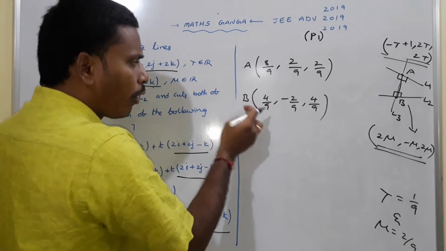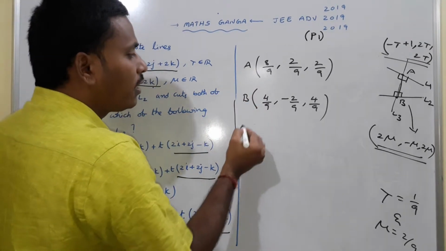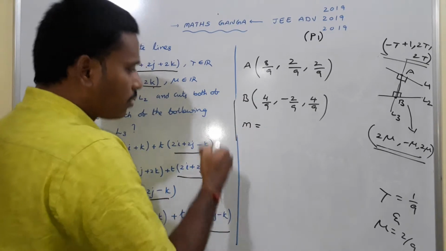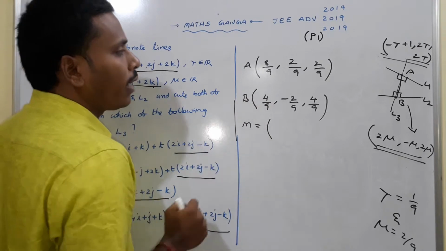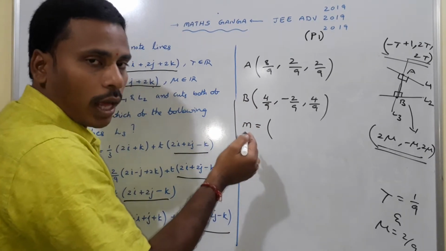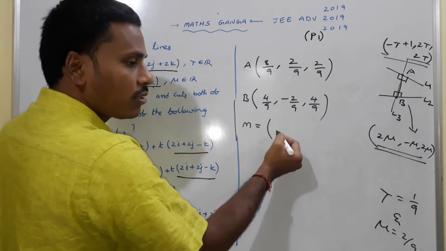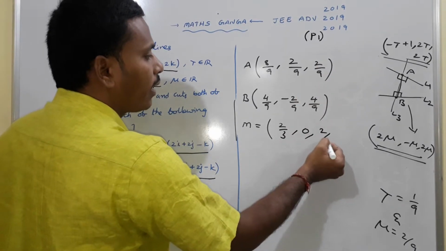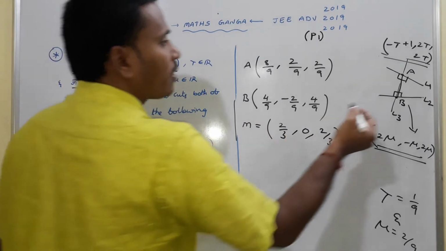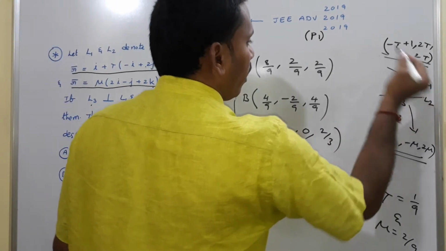So point A and point B I have, and then what is the midpoint of AB? For my convenience, I am going to write the midpoint. 8 by 9 plus 4 by 9. 8 plus 4 is 12 and by 2 is 6. 6 by 9, nothing but 2 by 3. And this is 0. Again it is 6 by 9, nothing but 2 by 3. This M is the midpoint of AB.